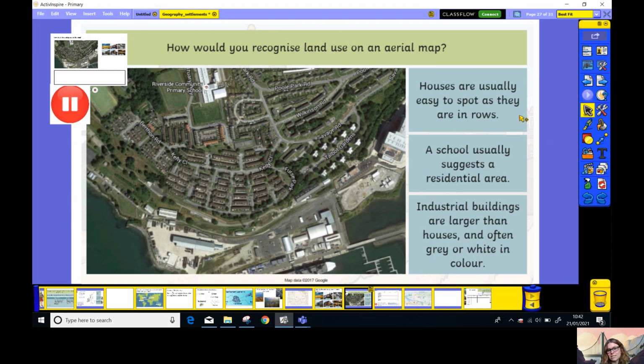Schools usually suggest there's a residential area. That means where people live. Can you spot a school in this map? Industrial buildings are larger than houses and often are grey or white in colour on the maps. Can you spot any of the other things though? Is there any agricultural land? Is there any retail land? Is there any industrial land? Pause the video now and fill in that worksheet.